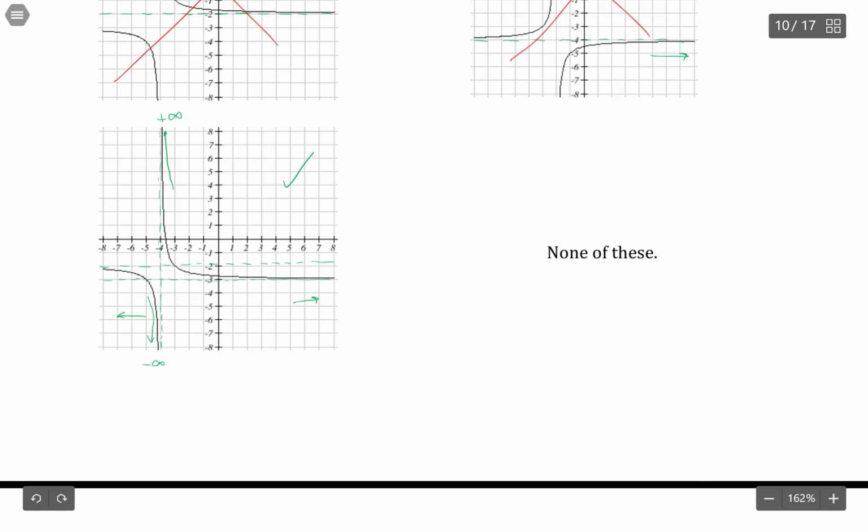So this graph right here checks out. So that's our answer in this particular case.